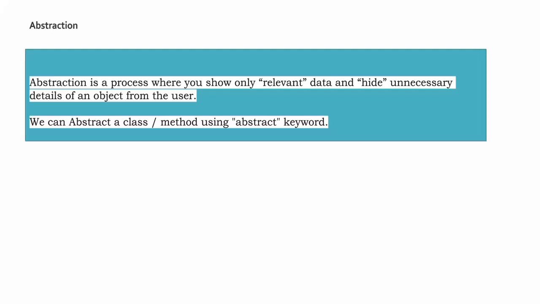So, understanding abstraction. Abstraction is a process where you show only relevant data and hide unnecessary details of an object from the user. We can achieve abstraction by using the keyword abstract. Whenever you have a login form in front of you, you enter the username and password and simply click on the submit button. After that, what happens in the background or behind the scenes, you will not know. You only see whatever is required for you and the unnecessary details are hidden from the user. This can be achieved by using the abstraction concept.